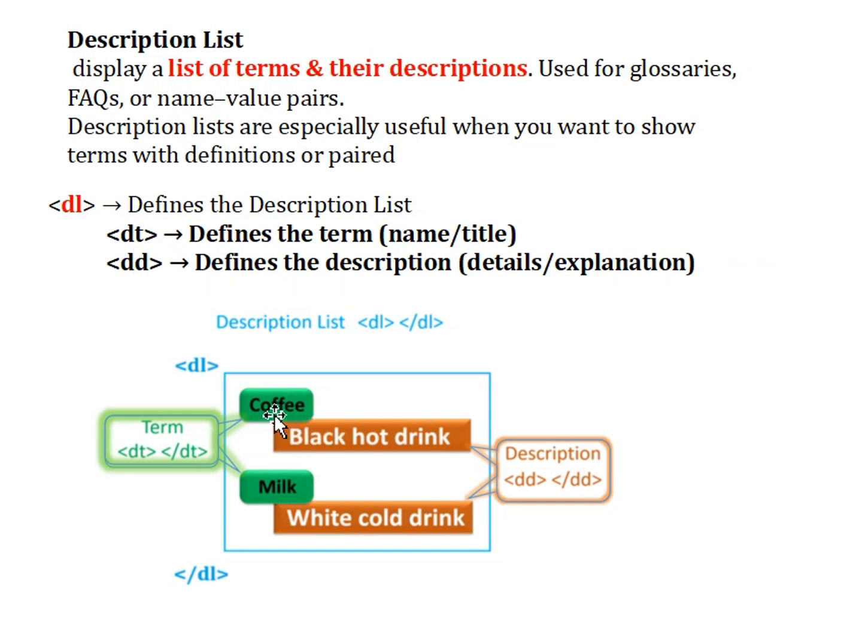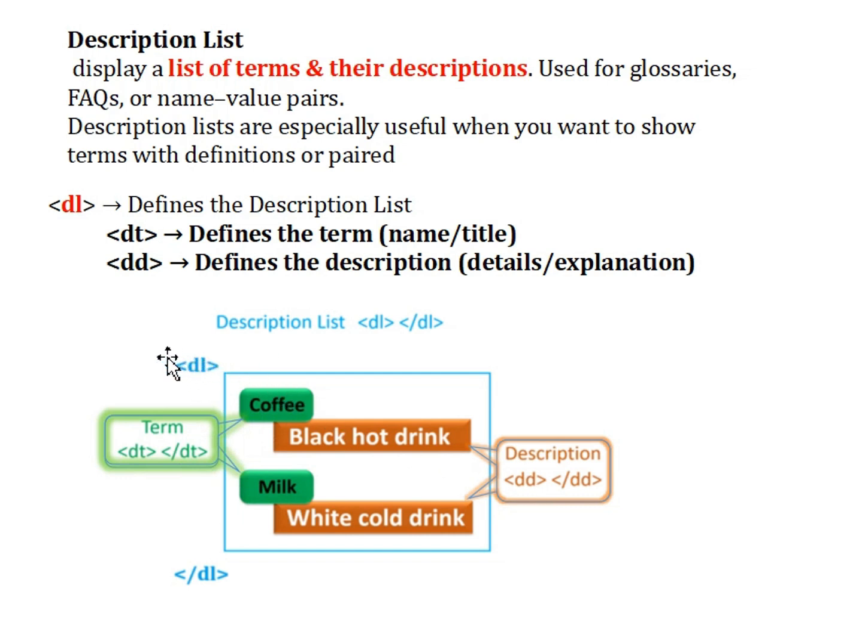Such as the example here, the coffee. Of course, coffee is the term, and under the term coffee, the description will be a black, hot, energetic drink or something. Same as milk, a white, cold, energetic drink or something. So this black hot drink and white cold drink are the descriptions tagged by DD, and coffee and milk are the terms. So DT and DD should be nested under DL.